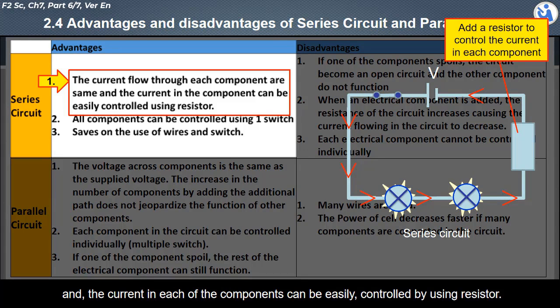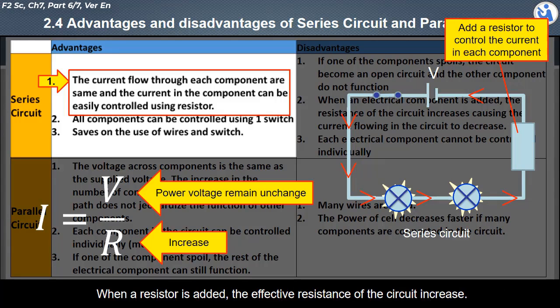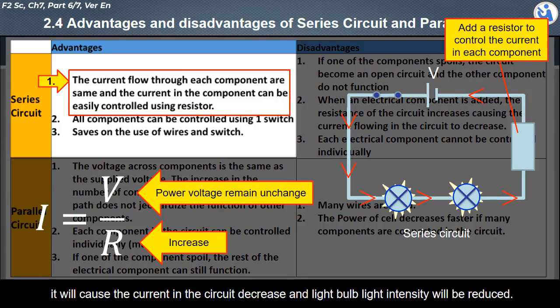And the current in each of the components can be easily controlled by using a resistor. When a resistor is added, the effective resistance of the circuit increases. It will cause the current in the circuit to decrease, and the light bulb's light intensity will be reduced.